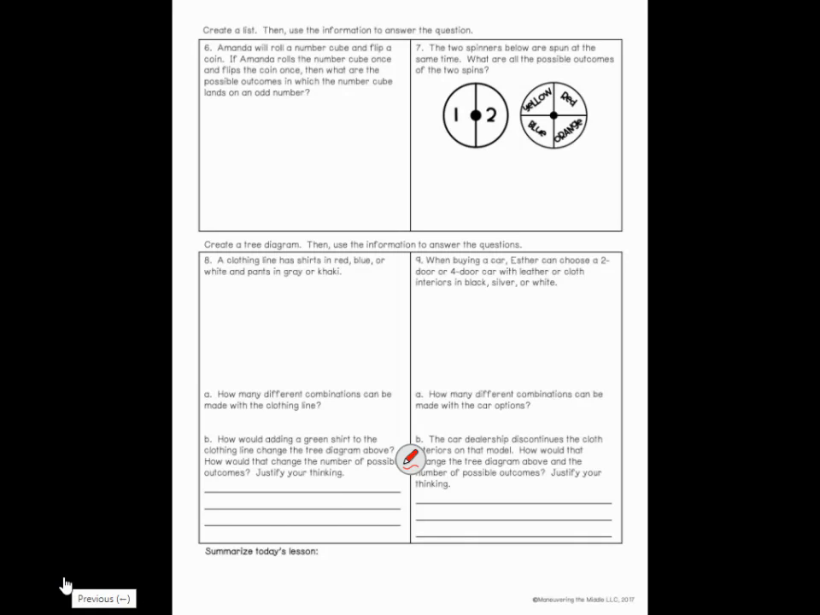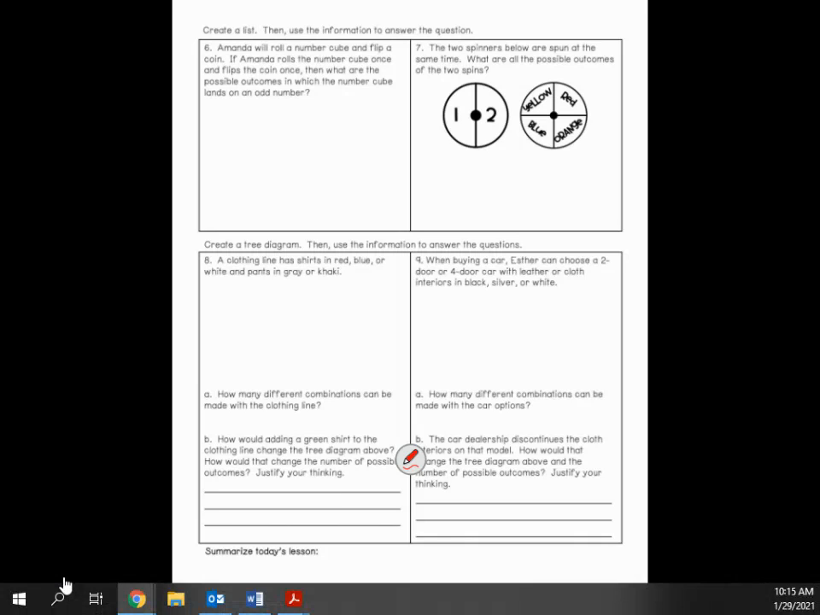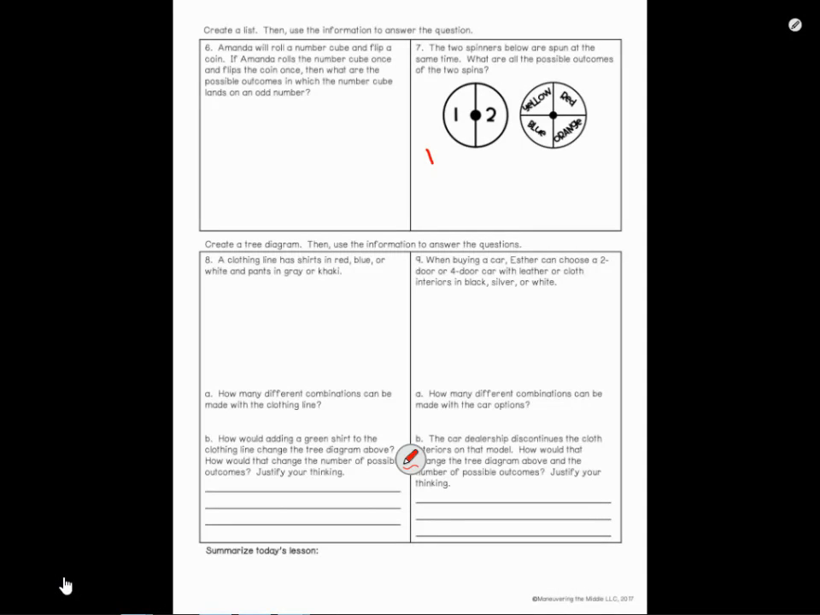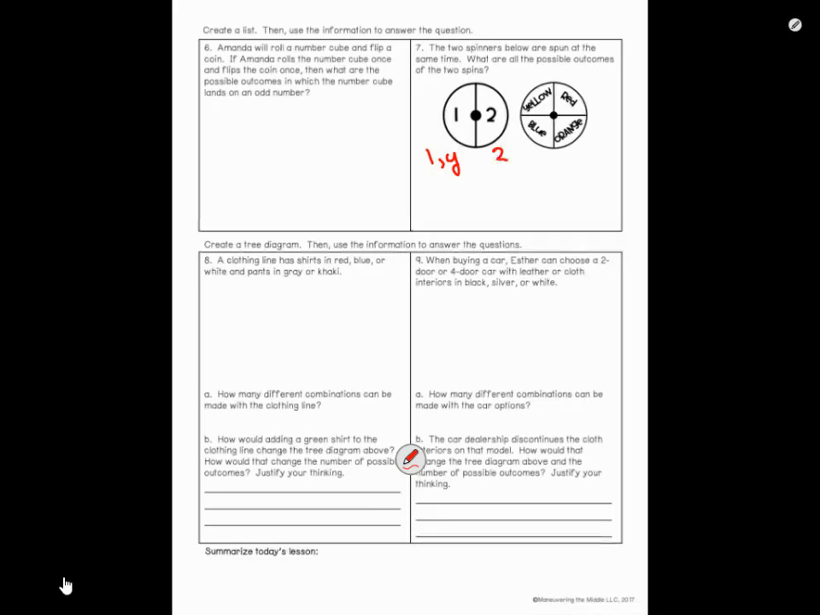So I know that I have a possibility of spinning a 1 and getting yellow. I know that I have a possibility of getting 2 and yellow. All right. Then 1 in blue, 2 in blue. So I'm creating a list. All right. 1 in orange, 2 in orange. So you see the pattern that we're doing. And if you look, we'll be able to tell all the possible outcomes.